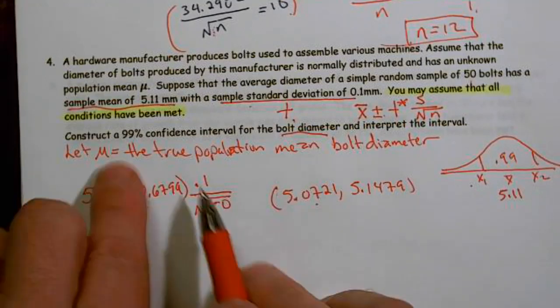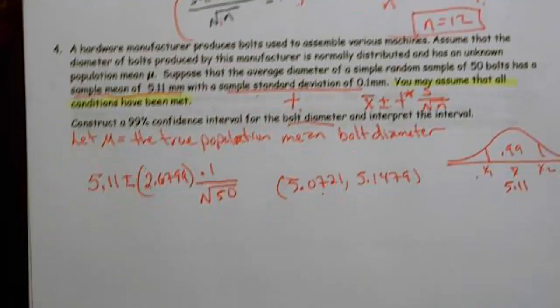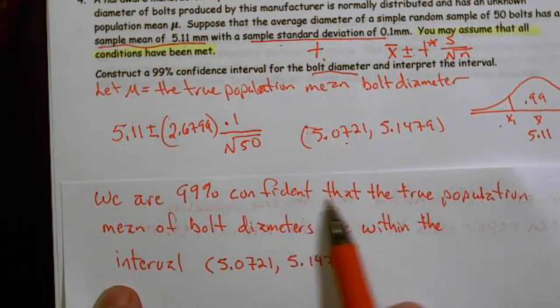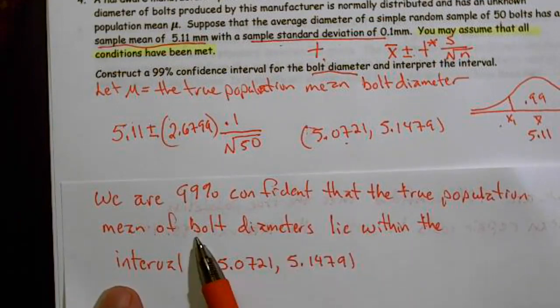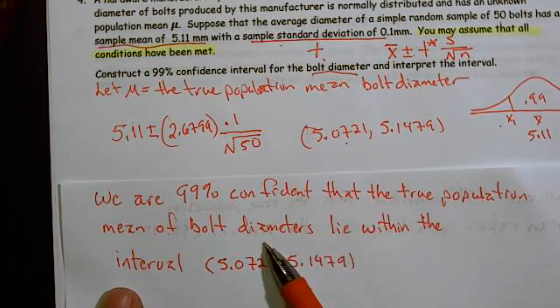So it says construct an interval and interpret the interval. So in this case, we are 99% confident the true population mean of bolt diameters lies within this interval. And so that would be our interpretation. It did not ask us to interpret the confidence level, so we're not going to. But again, we are 99% confident the true population mean of bolt diameters lies within this interval.